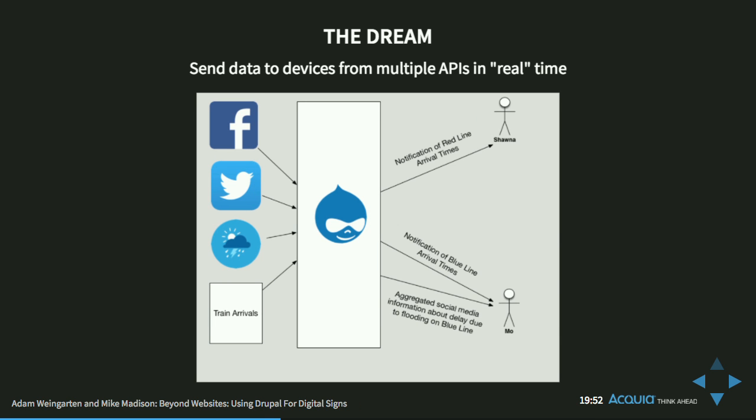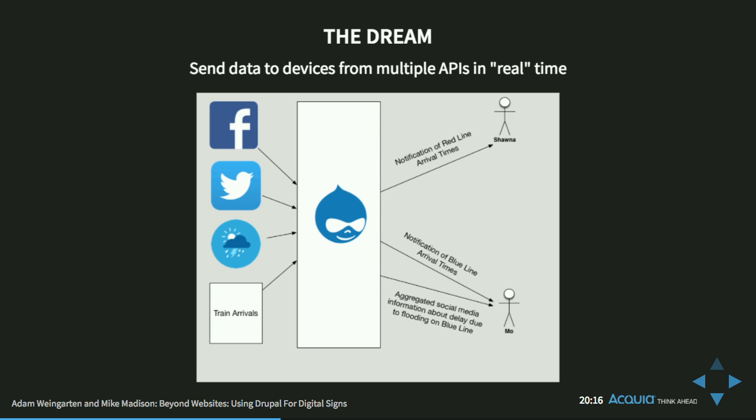So this is what it would look like. We would get data from Facebook, from Twitter, or weather, or train arrivals. We process it somehow with all that content model that we talked about. And then we would send data out based on context. So if Shauna is waiting on the red line, we might send the screen that she's looking at a notification of the latest red line arrival times.